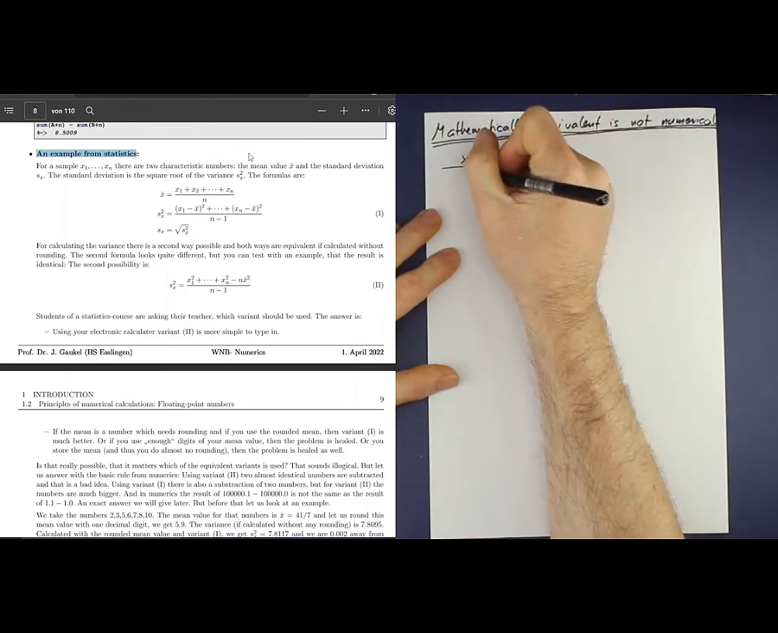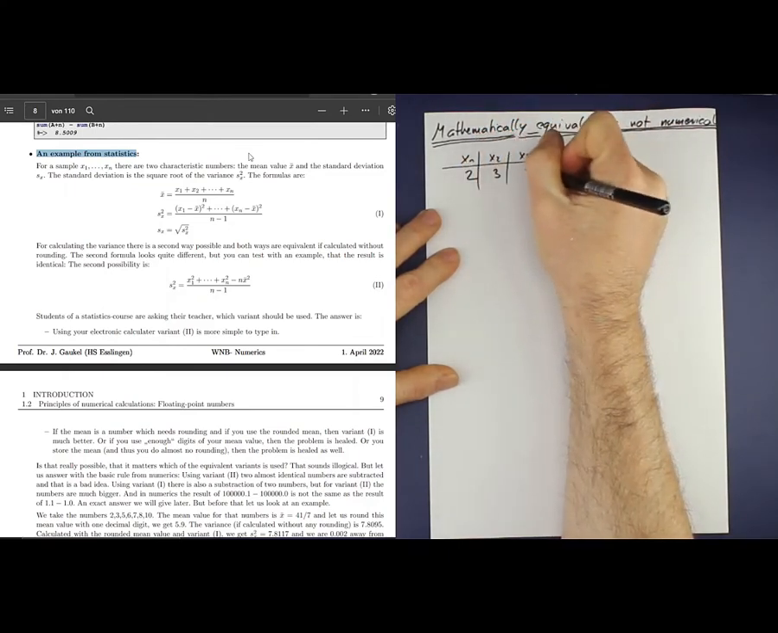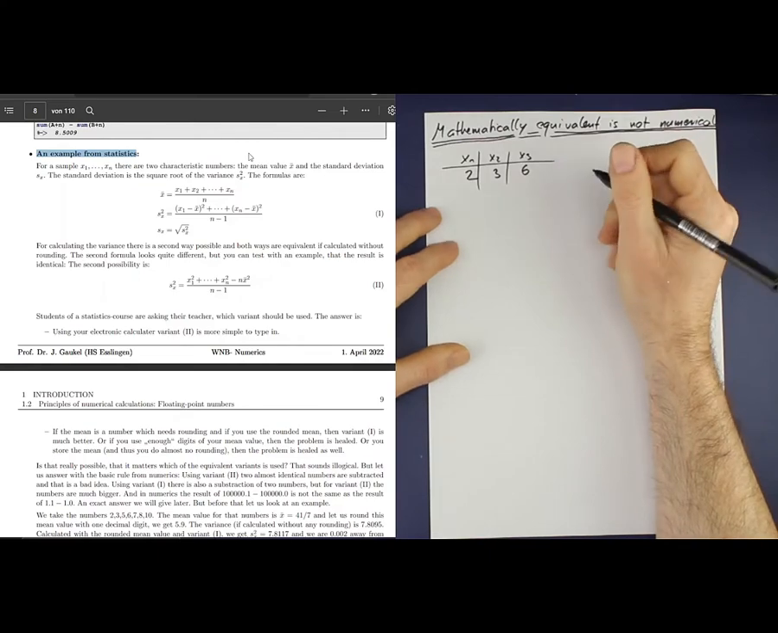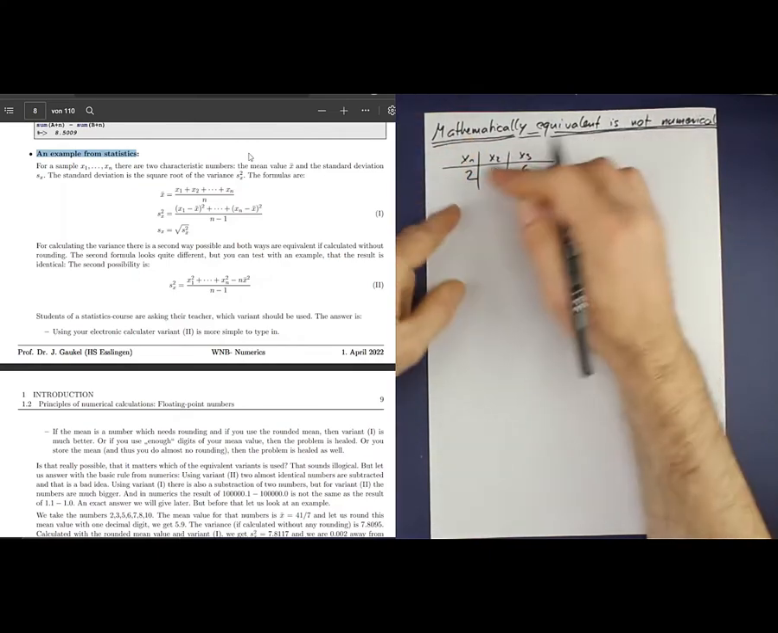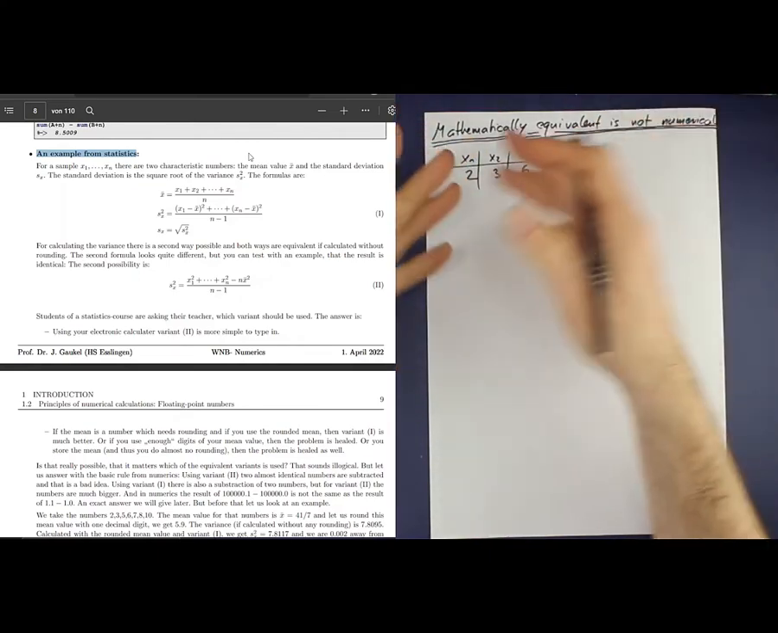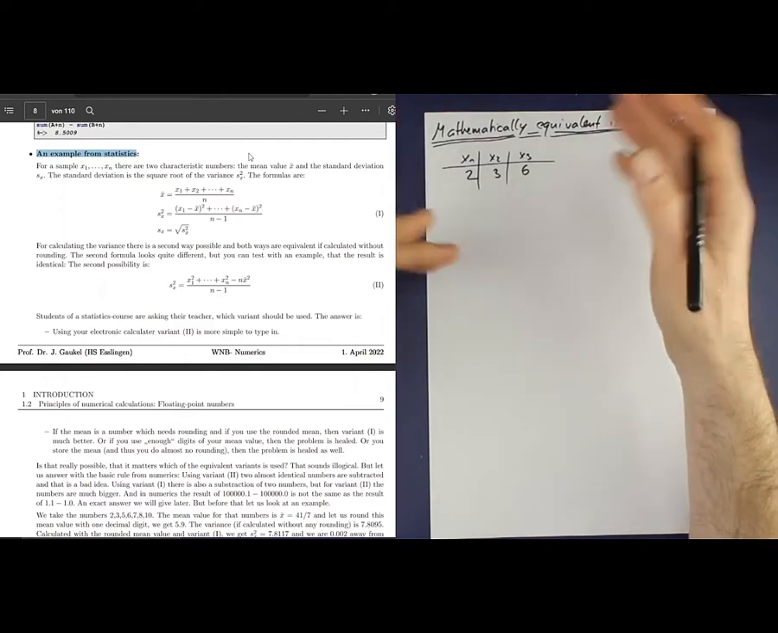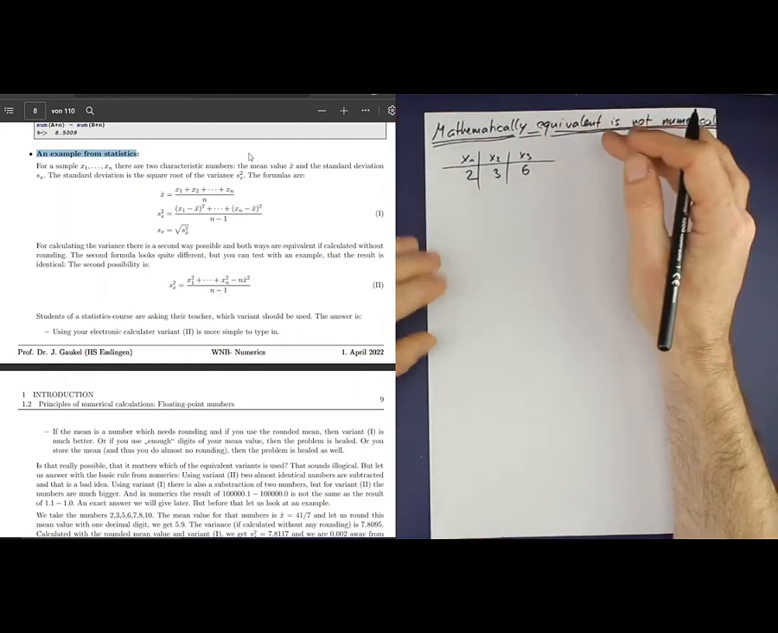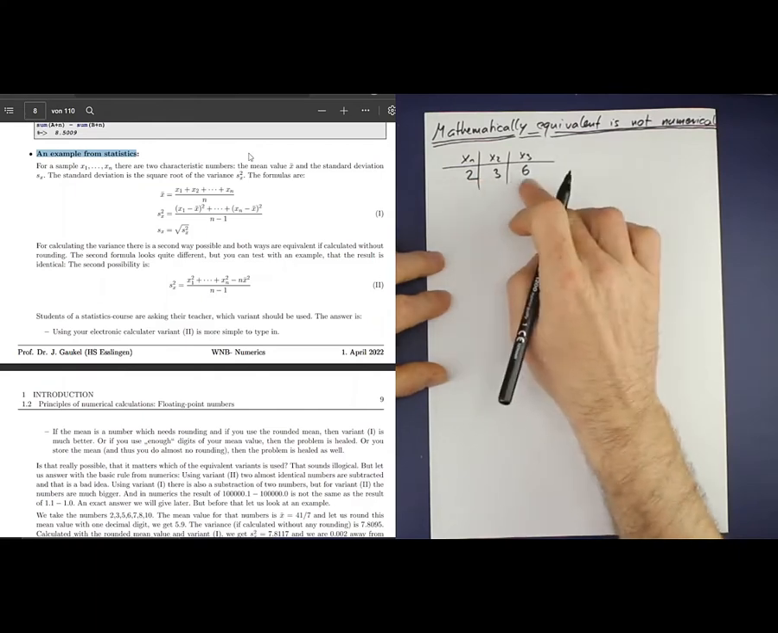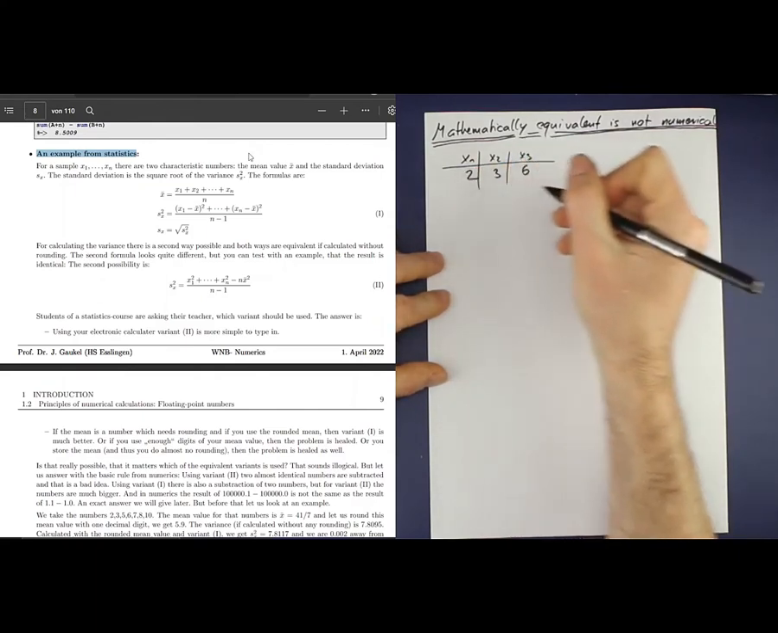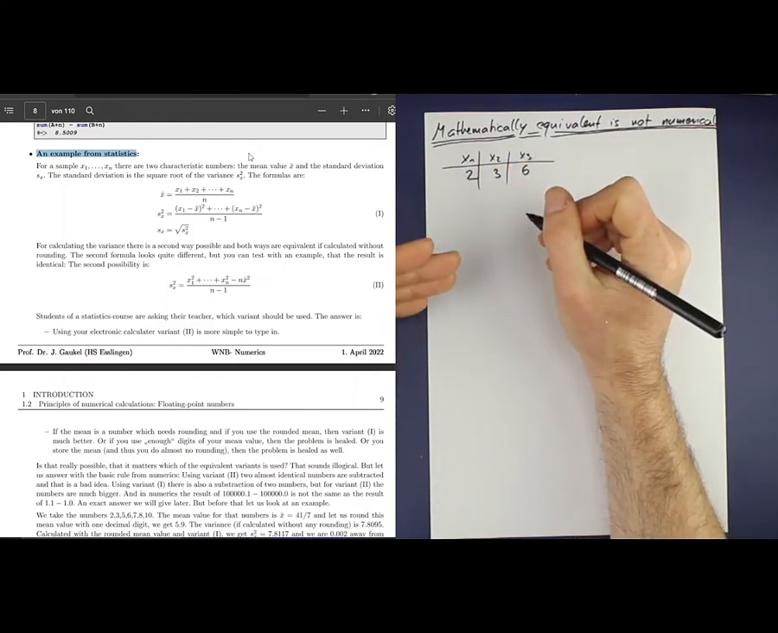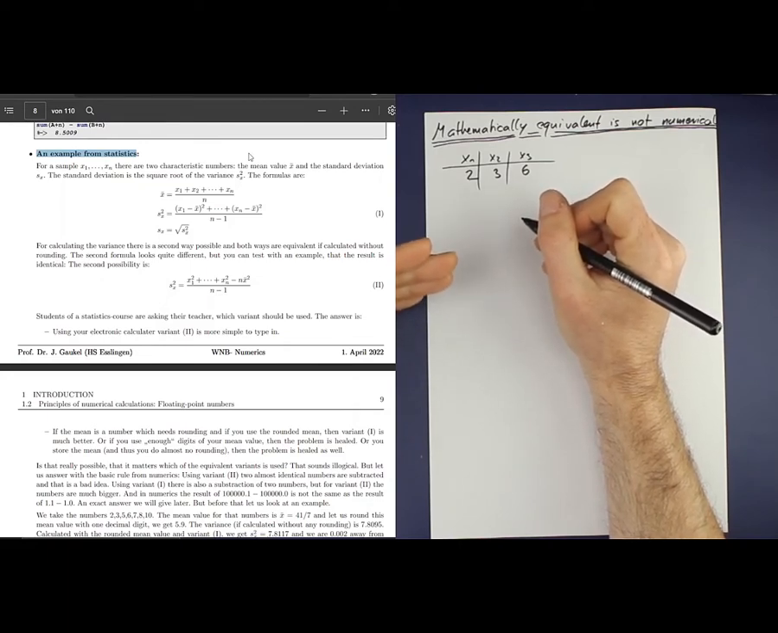And let's say that this sample consists of the values 2, 3, and 6. In this case, these are integers. Normally these would be some crude numbers, but to keep things simple, I prefer these numbers. So, what are the basic statistic values? These are the mean value and the standard deviation.